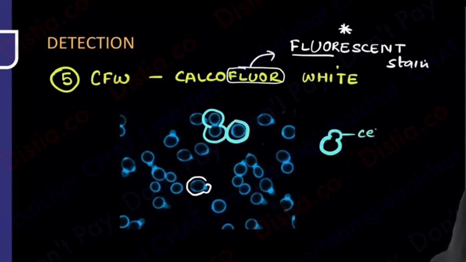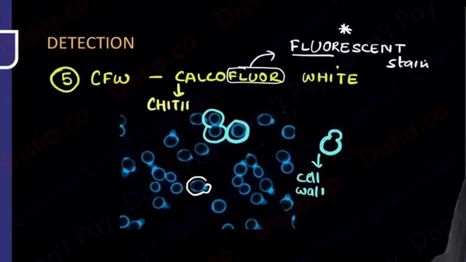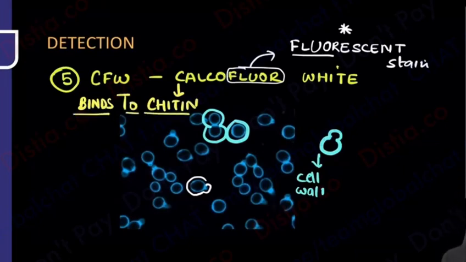Outline means what? Outline means cell wall. And have I already told you what the cell wall is made up of? Go back to the first sentence of this chapter. The cell wall is made up of chitin. So remember, calcofluor white binds to chitin. So now the mnemonic is complete, which means the C of calcofluor will remind you of the C of chitin. It binds to chitin, that is only the cell wall part. And the fluor word will remind you of fluorescent stain. So calcofluor white is a fluorescent stain.